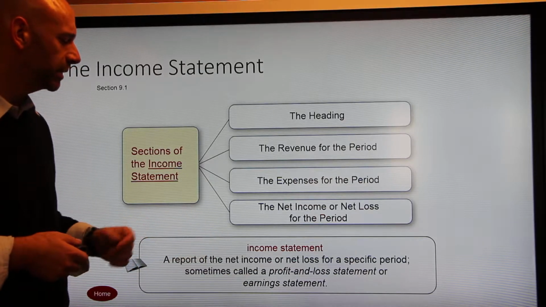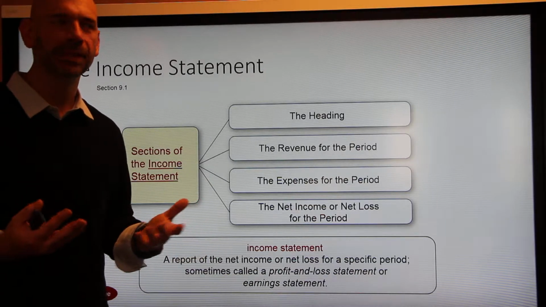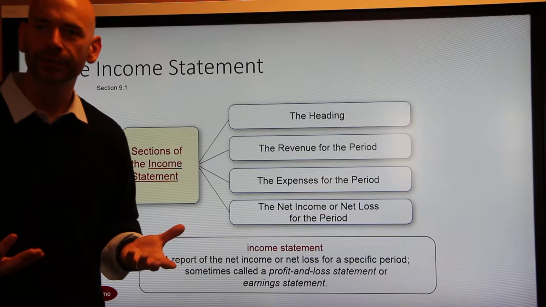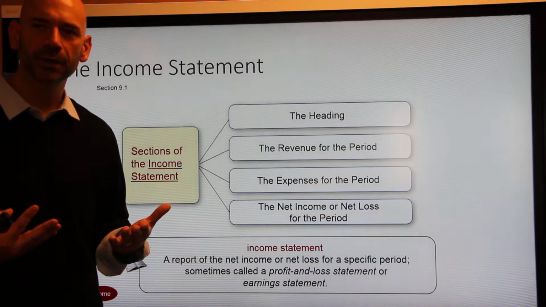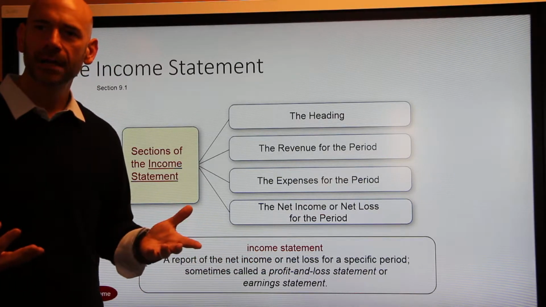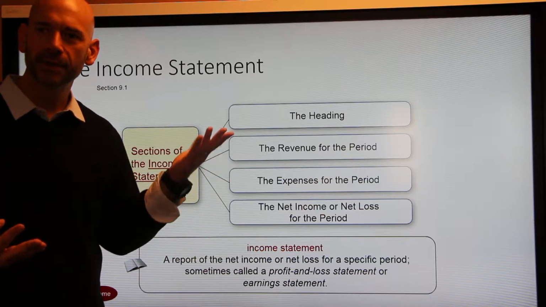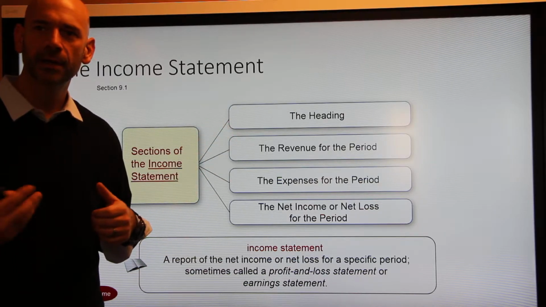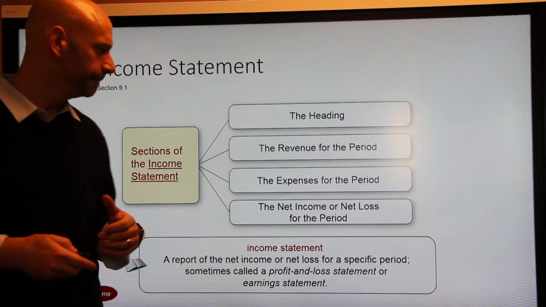Sometimes it's called a profit and loss statement or an earnings statement. So you may hear people ask for a P&L for a certain time period. All they're doing is shortening the term profit and loss, and they're just looking to see whether their revenue, or their sales, were greater than the expenses for that time period.